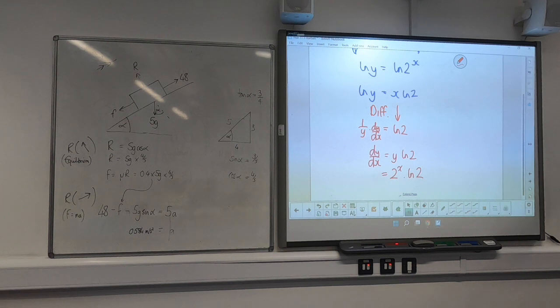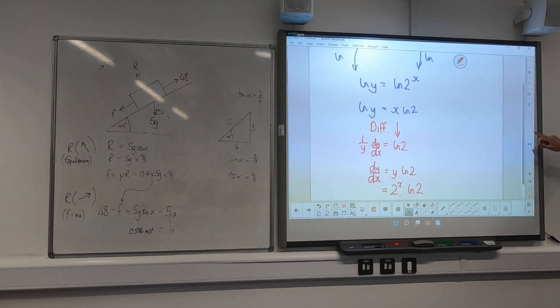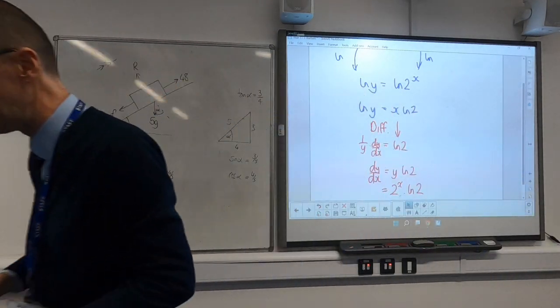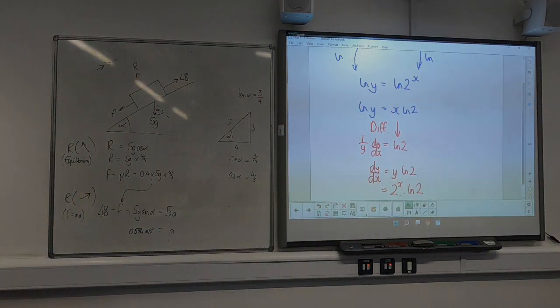So I just thought I'd better show you that. Like I said, it doesn't feature in the assessment, but I want to try and make sure I'm dealing with everyone evenly.